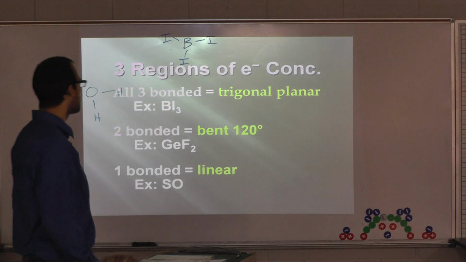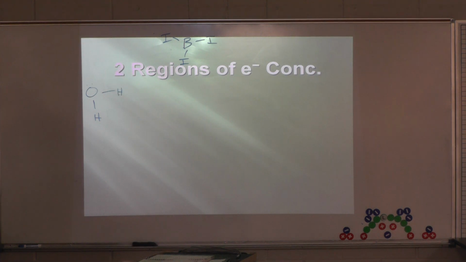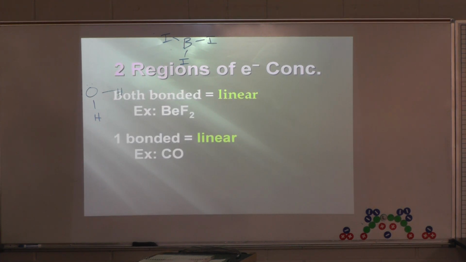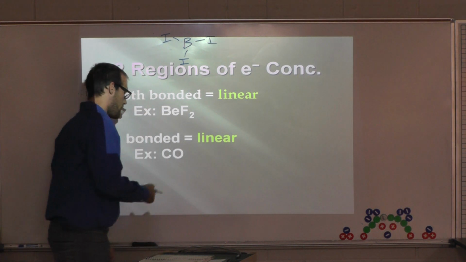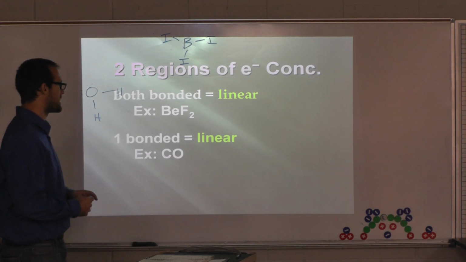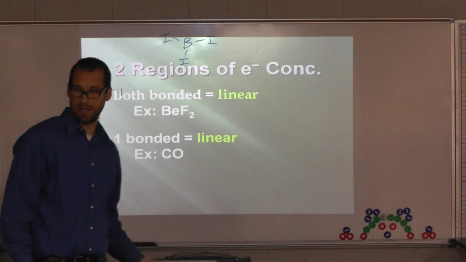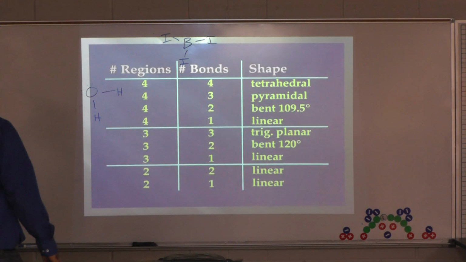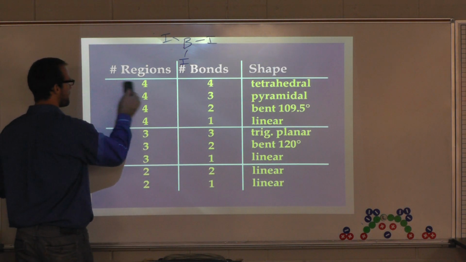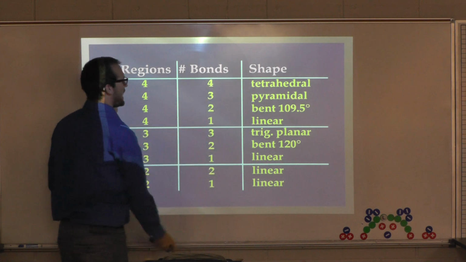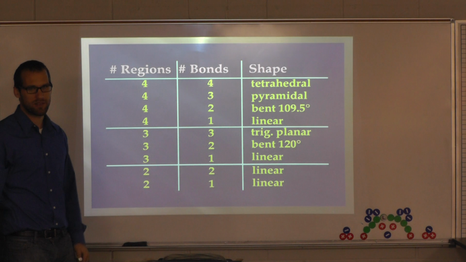Now we've got 2 bonded, 1 bonded. And then if we have 2 regions, like here would be CO, that's going to have 2 regions and 1 bonded, and that one's going to act like a linear shape. Now, I'm going to give you the whole picture here. You will have to memorize this. But I promise you, it's not that difficult to memorize because there's nice symmetry with this.